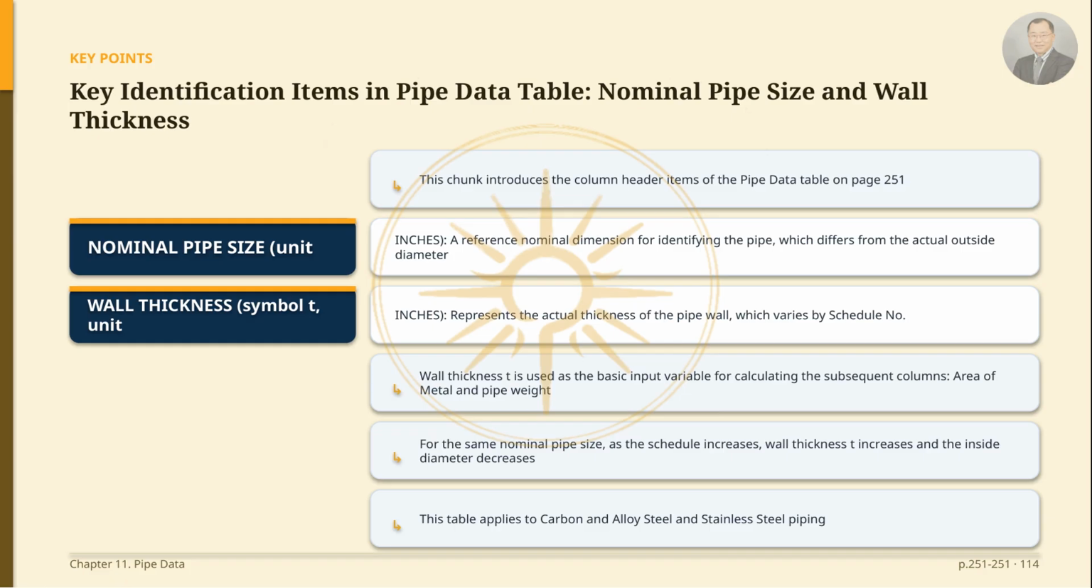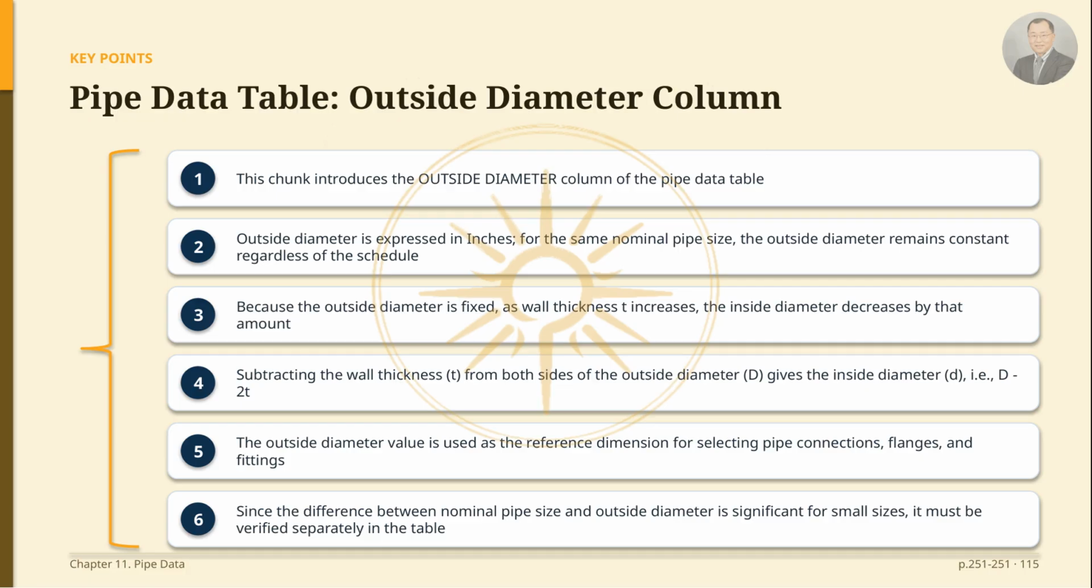For the same nominal pipe size, as the schedule increases, the wall thickness T increases and the inside diameter becomes smaller. Additionally, this thickness value is used as a basic input variable for calculating the metal cross-sectional area or pipe weight. Please also keep in mind that this entire table applies broadly to carbon steel, alloy steel, and stainless steel pipes. Next, I will introduce the outside diameter column of the pipe data table.